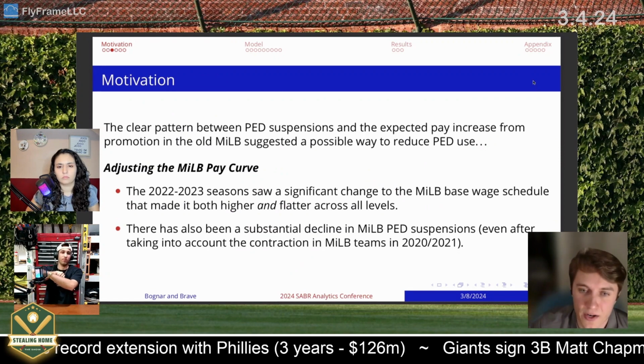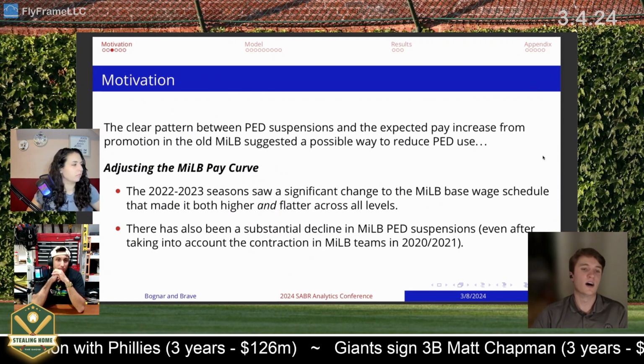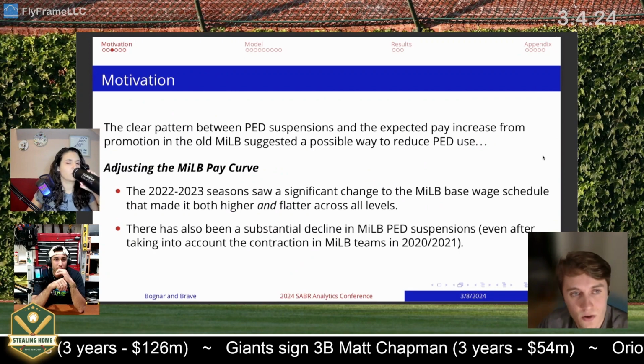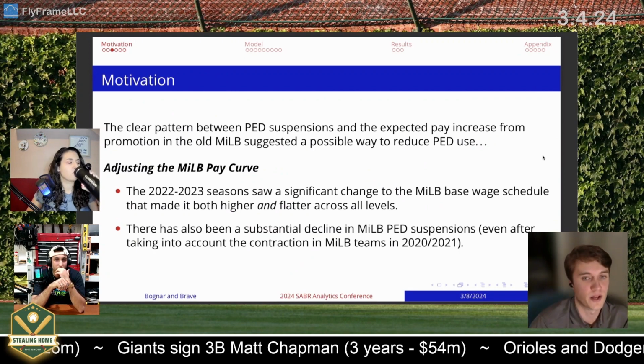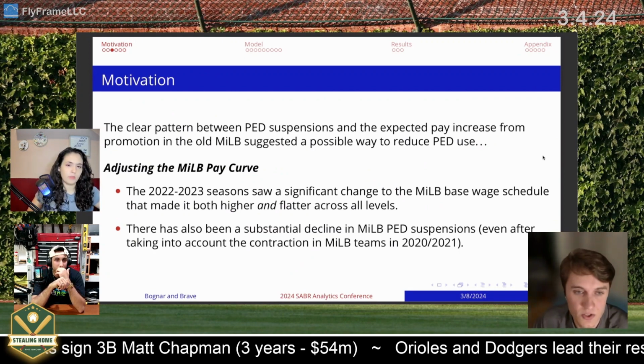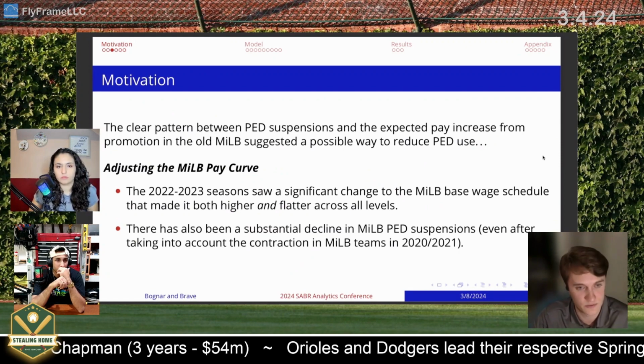With this clear pattern, it suggested that in the old minor league baseball, pre-COVID, a possible way to reduce PED use was essentially just adjusting the pay curve.